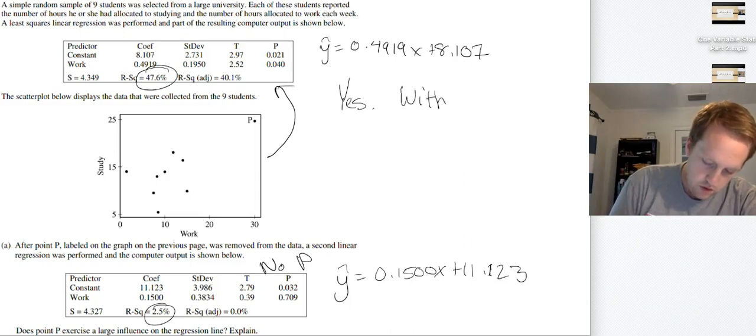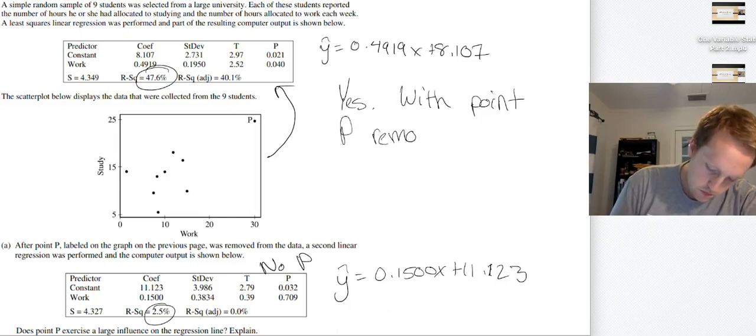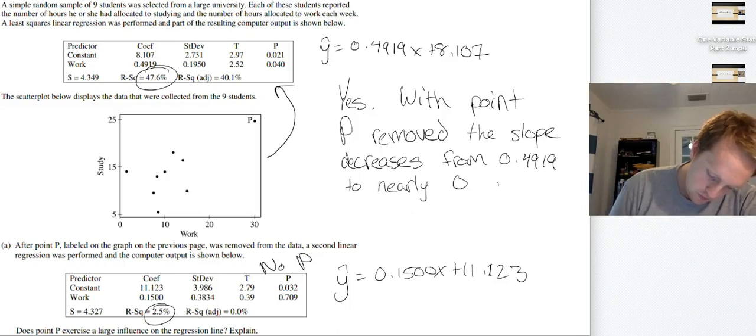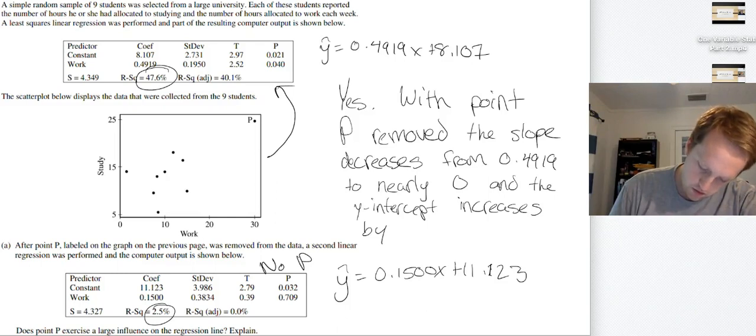With point P removed, the slope decreases from 0.4919 to nearly 0, and the y-intercept increases by about 3.